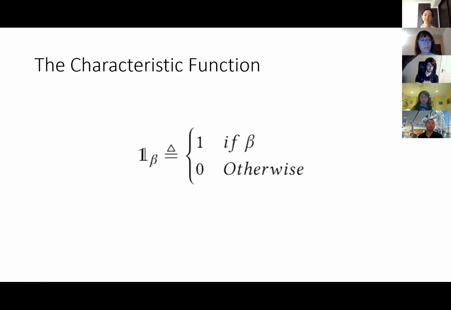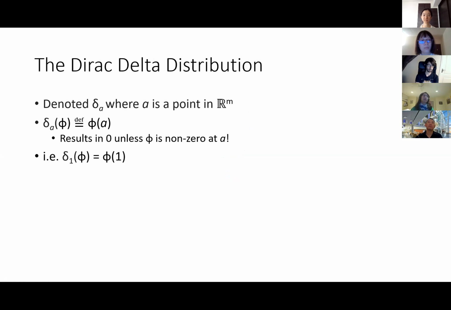Now we're going to go on to a couple more things that we'll need for another example. This is the characteristic function. It's just 1 if B, the conditional, is fulfilled, and 0 otherwise. And now we have the Dirac delta distribution. The Dirac delta distribution is basically attached to a point, and it will spit back the value of the test function at that point.